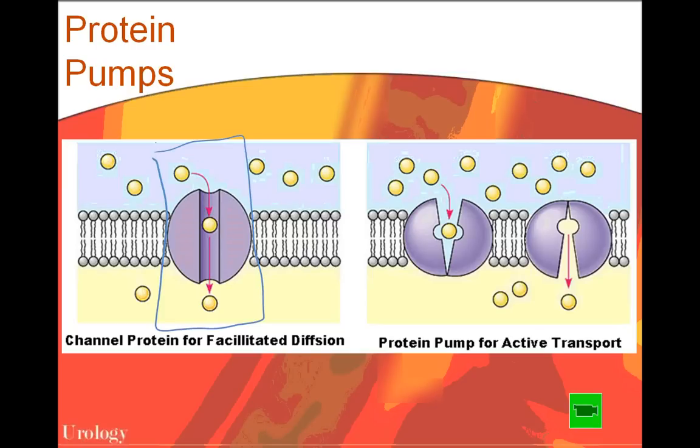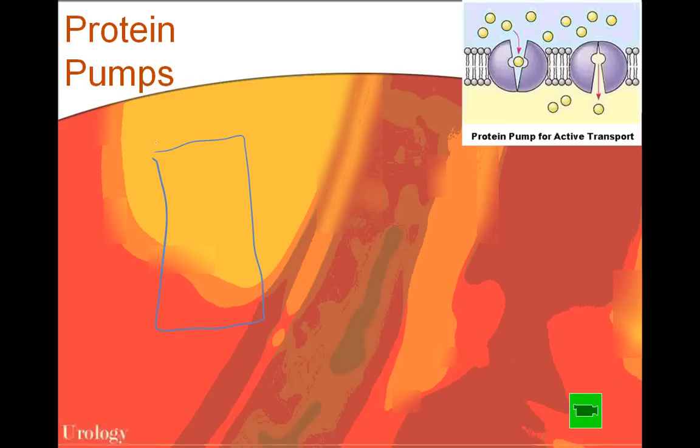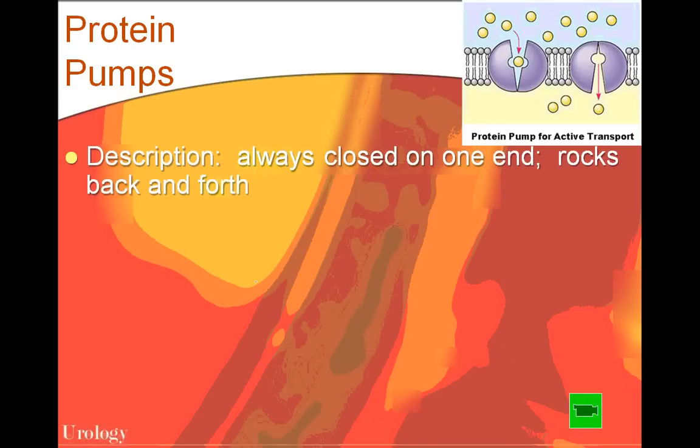The ATP molecule. We're going to need an ATP in order for this to work. And typically with a protein pump, we're not moving the molecules in a direction that they actually want to move. That's why this is called active transport. Let's look at it a little bit more up close and personal.